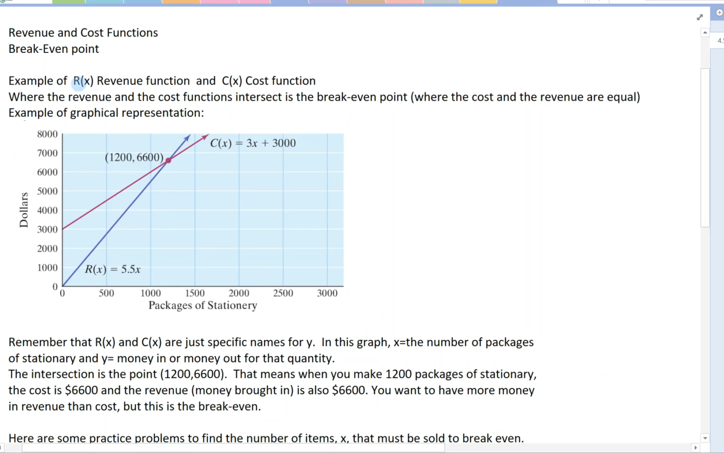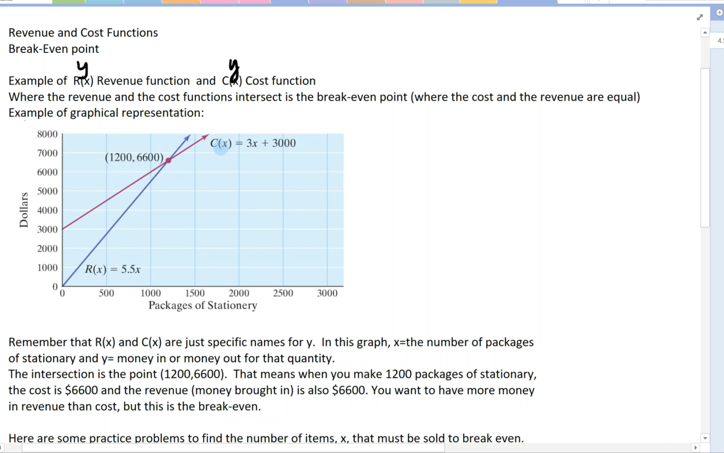R of x, which is just a special name for letter y, is a revenue function, and that is money in to a business. That's money that you bring in. C of x, which is just another y, is the cost function. That is money you spend in a business to make whatever it is you're selling. If you look at this graph, here's your revenue. If you don't make any and sell them, you don't bring any money in. And then the more you make and sell, the higher your revenue.